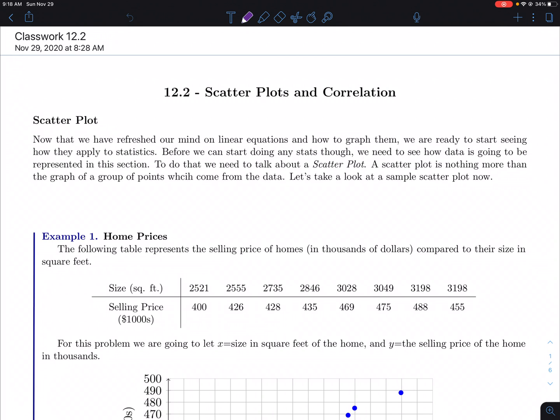All right, so hopefully everybody did a good job with 12.1 and our little review of linear equations. So hopefully it was a review. Hopefully we've done this at some point in time. So now what we want to move on to is kind of the real data.